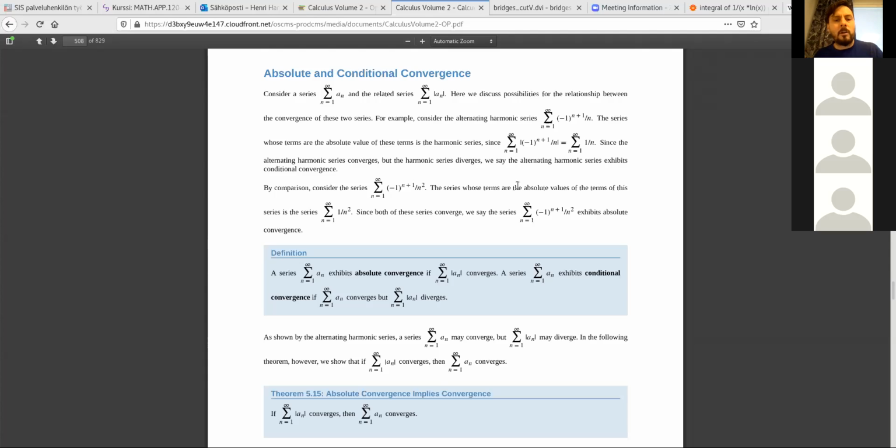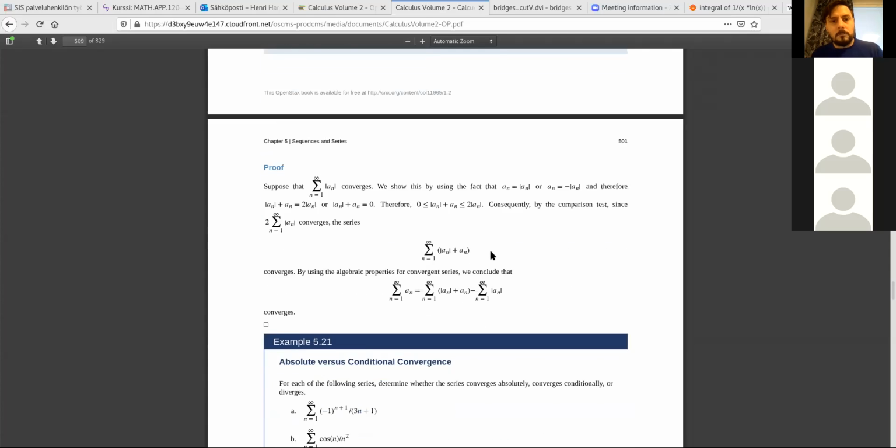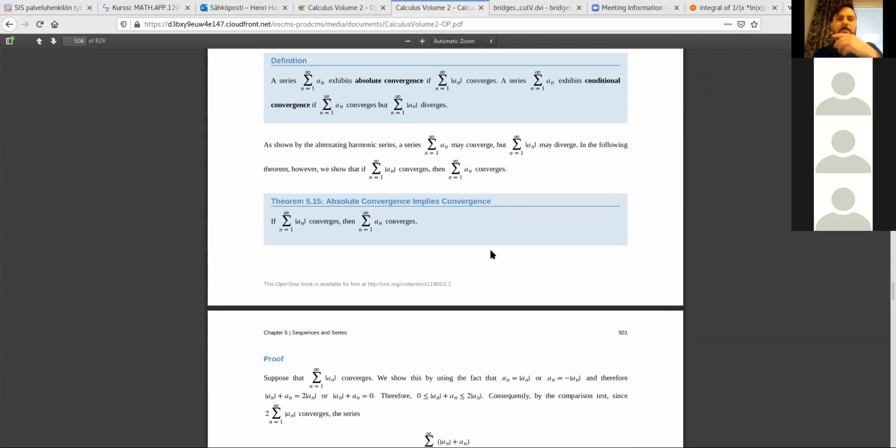So for instance, a harmonic series does not exhibit absolute convergence. Sorry, the alternating harmonic series is conditionally convergent. And whenever there's absolute convergence, obviously it converges, but conditional convergence is less obvious. So one way to prove that a series converges is to prove that it converges absolutely. If it converges absolutely, then there is no need to do the Leibniz test or anything like that.